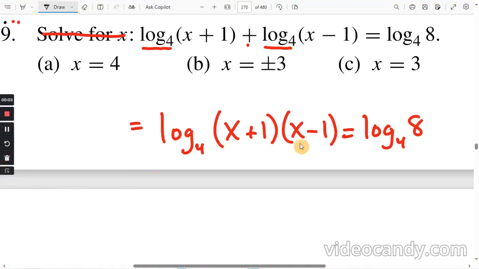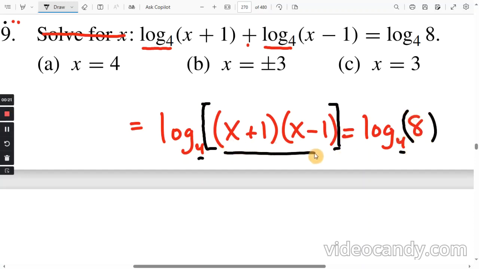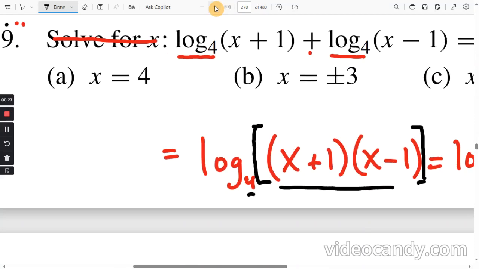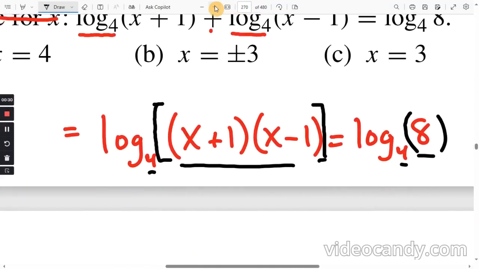All right, now that these are combined, you can see we have log base 4 and log base 4 on both sides. So we can just take the argument on that log base 4 and set it equal to the argument of log base 4 on the other side. So this equals 8. Okay, I can see already this is a quadratic. And a quadratic has to be set equal to 0. Okay, I'm going to unpack this and set it equal to 8.